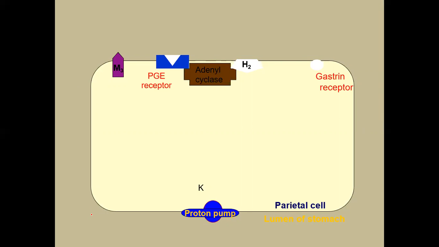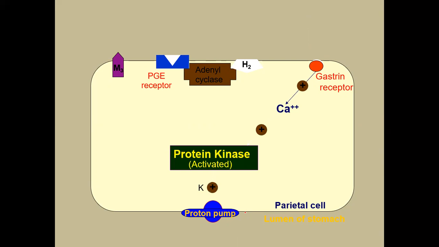Now this is a typical parietal cell which has a muscarinic receptor, a prostaglandin receptor, a histamine receptor, and a gastrin receptor, and this is a proton pump, the hydrogen potassium ATPase, located here. So what happens? First, gastrin binds to this particular receptor. It leads to release of calcium ion. This calcium ion leads to activation of protein kinase. This protein kinase increases proton pump activation, thereby causing secretion of gastric acid.